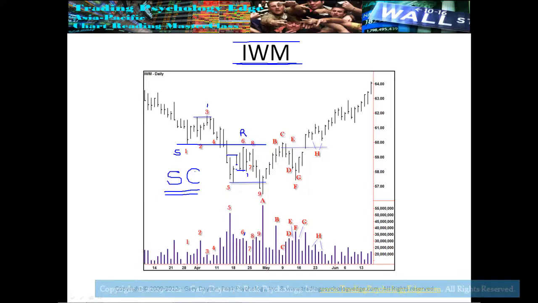And then the next day, they tried to follow through. But what do we see here? What are the two key characteristics of this bar, and what do they tell us? Let me ask you that question.